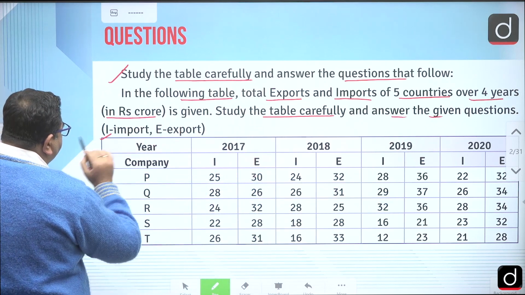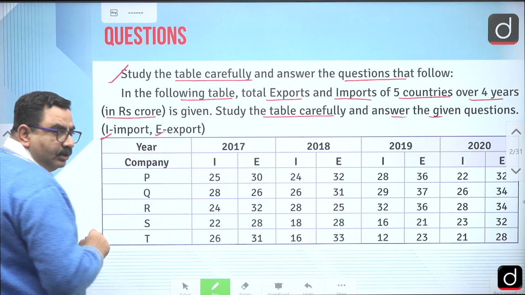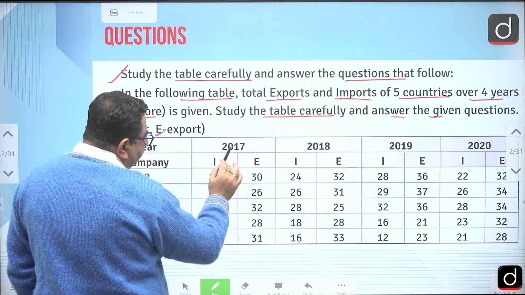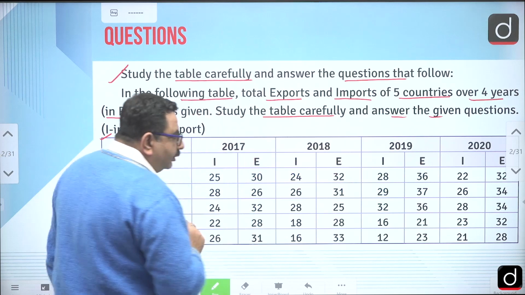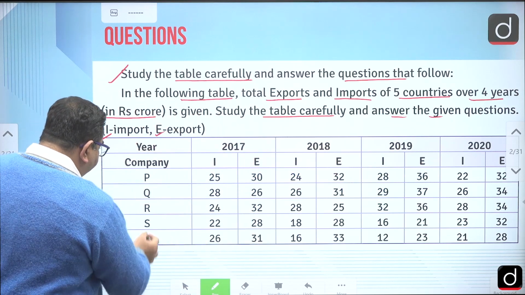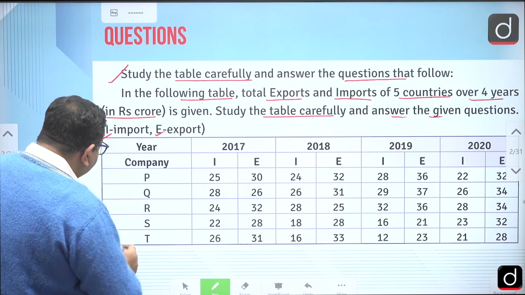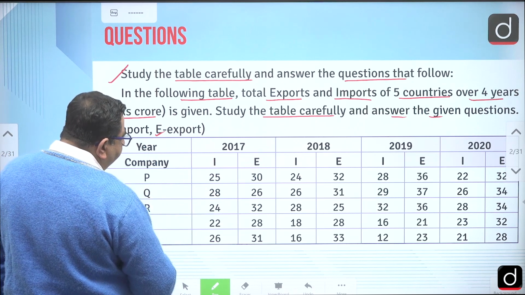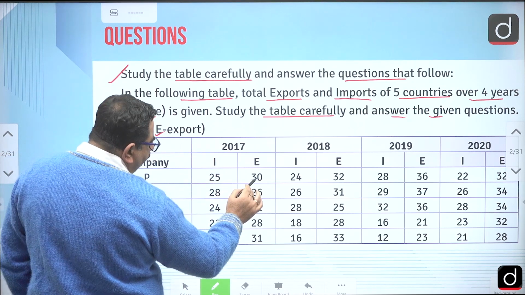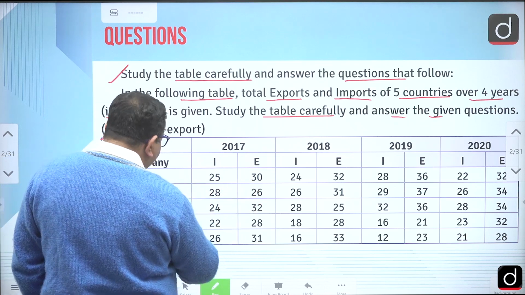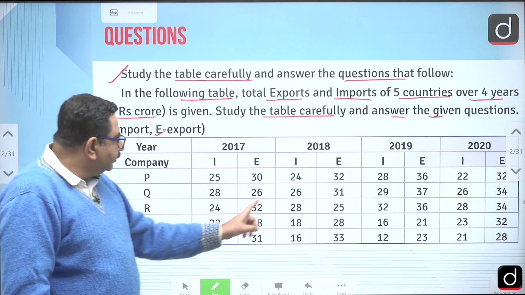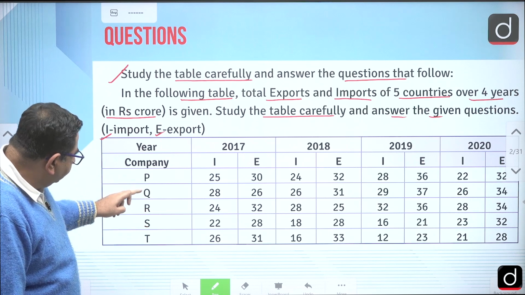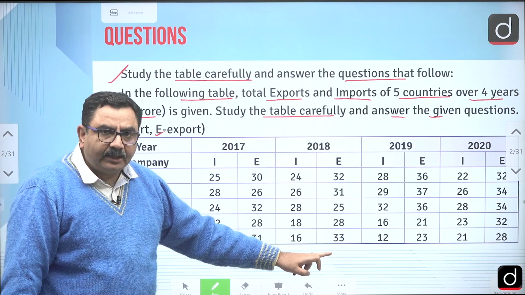Further, it is mentioned that I stands for imports and E stands for exports. This is the year, so this is the data of 4 years, 17, 18, 19 and 20, and these are 5 companies P, Q, R, S, T. For company P in 2017, the import was 25 crores and the export was 30 crores. In the same manner, data is given for P for 2018, 19 and 20, and likewise for companies Q, R, S and T.